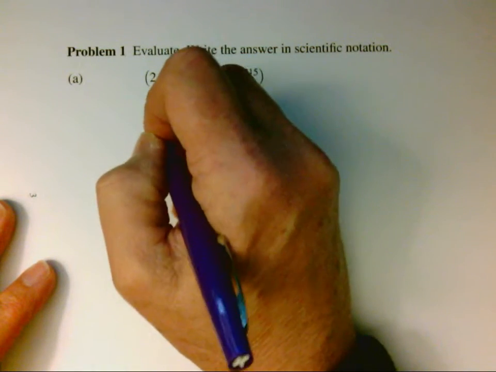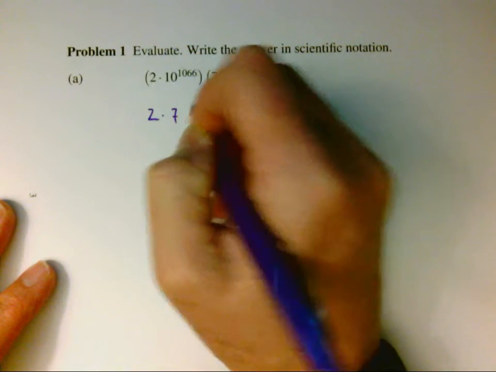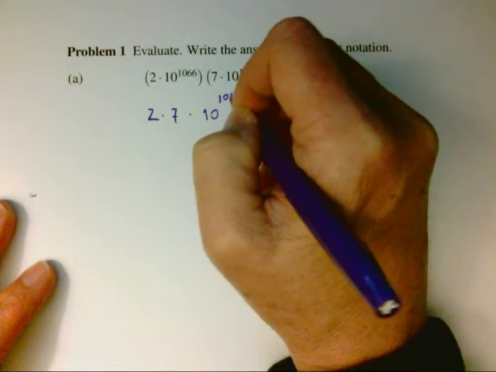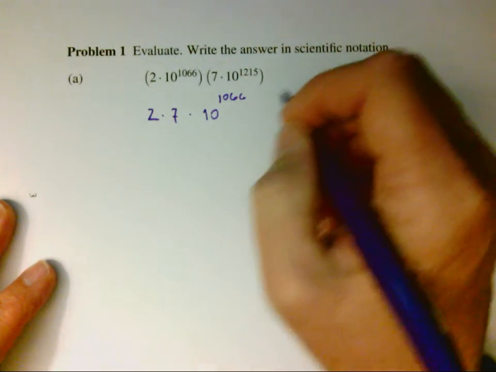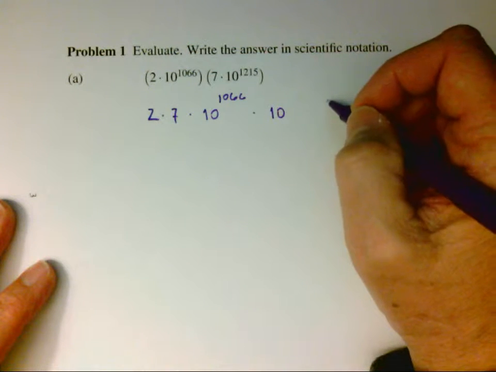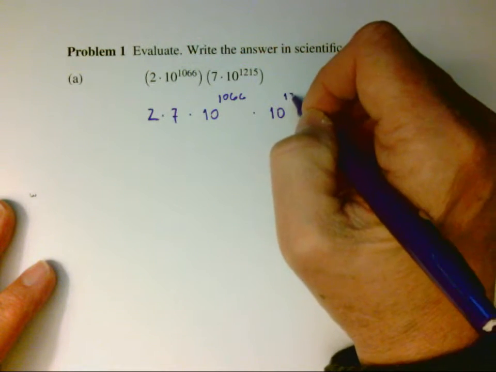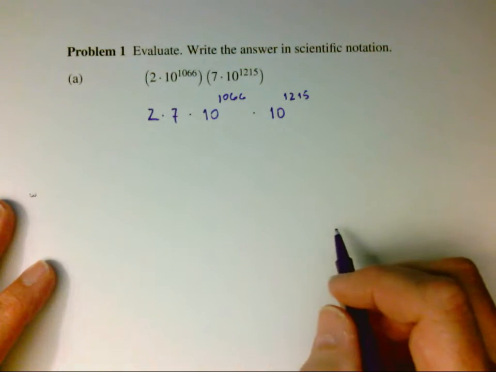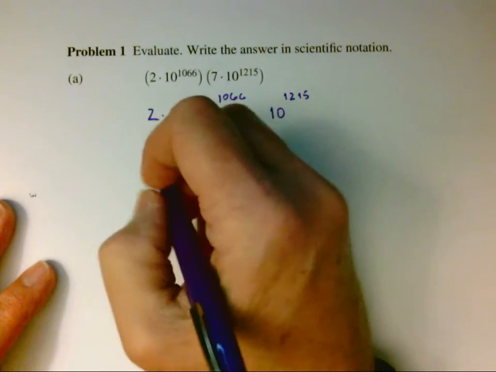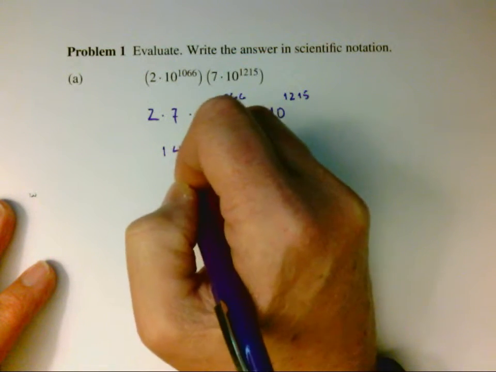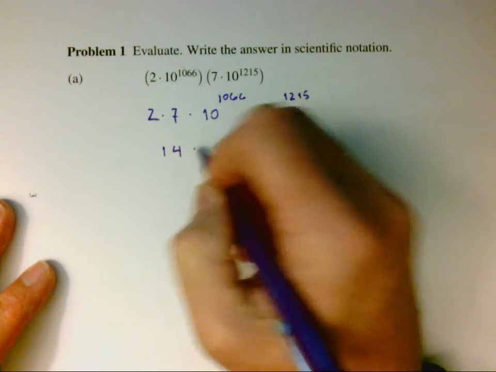First off, we'll simply multiply the numbers. The numbers have a special name if you're keeping score. They're called mantissas. 10 to the 1066. That happens to be the date of the Norman invasion for history buffs. And history buffs might also recognize, I believe, 1215 is the year of the signing of the Magna Carta. So here we have 2 times 7 makes 14.